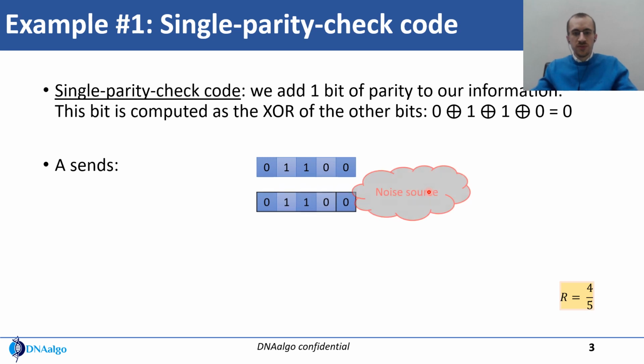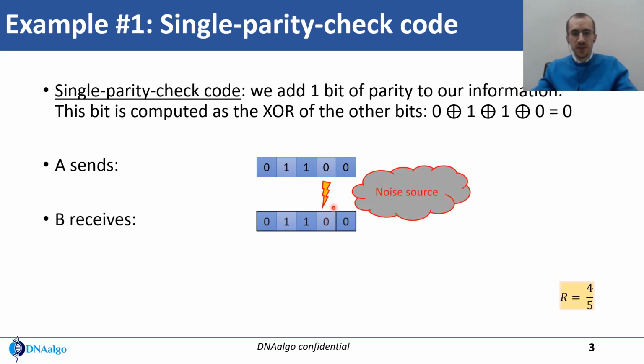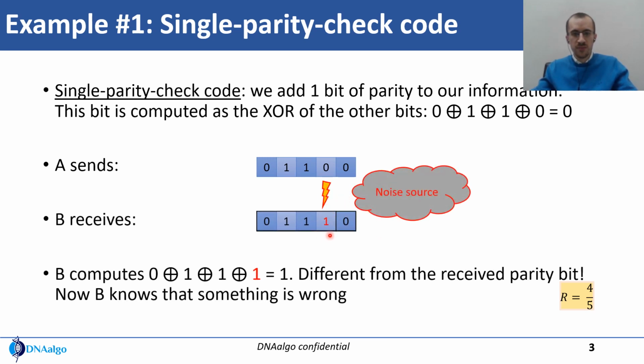But if we suppose that our noise source, as before, acts on bit 4, B receives the wrong message, and if B computes the XOR of the information bits, he obtains 1. Here, however, B sees a 0, so he knows that something is wrong. He detects that something has happened, but he has no clue on how to fix it. So detection, but not correction in this case.